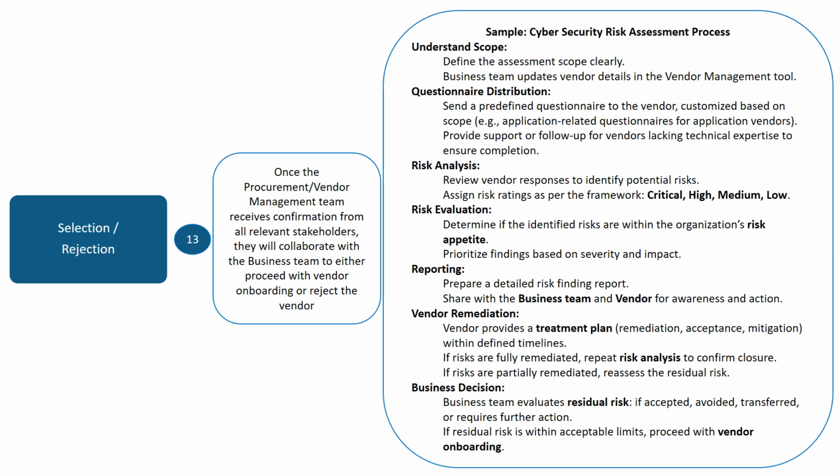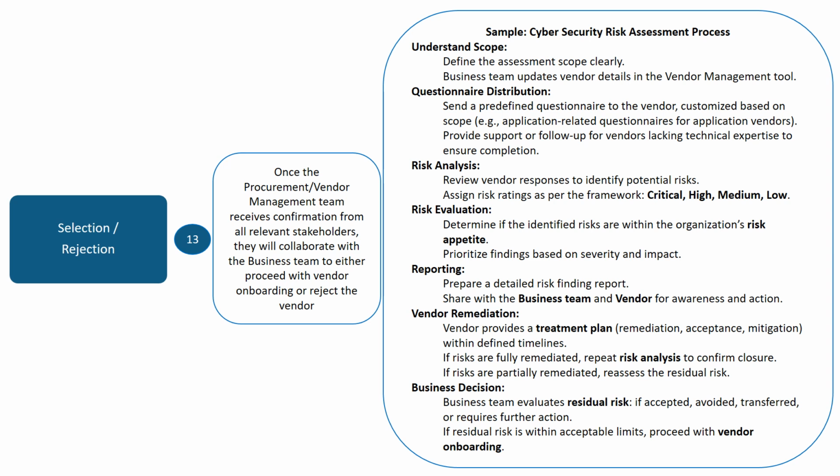guide them through it. With the responses in hand, the risk analysis begins. Here, the vendor's answers are reviewed to spot potential weaknesses or gaps. Each risk is then rated critical, high, medium, or low according to the organization's framework. Next comes risk evaluation. This step compares the identified risks against the organization's overall risk appetite. It helps determine which risks are acceptable and which need urgent attention, with priorities set based on severity and impact.